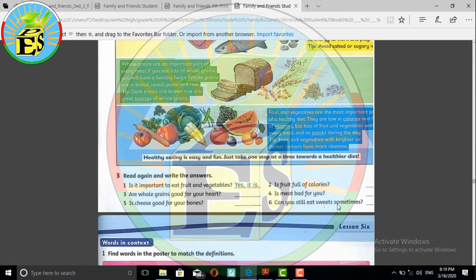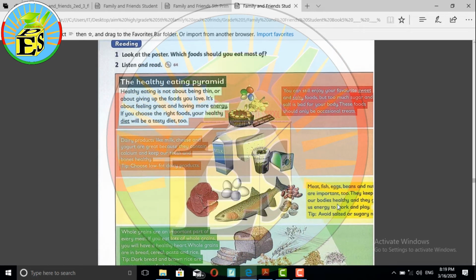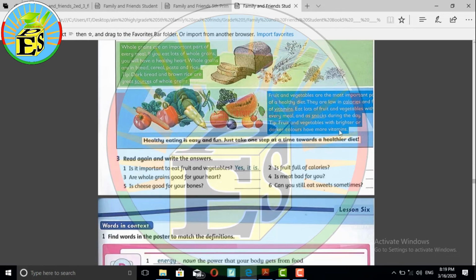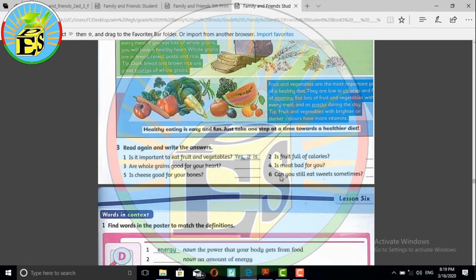Can you still eat sweets sometimes? Go up. Here with me. Look at this. These foods, which contain sweet and salt, these foods should only be occasional treats. So you have to eat little. So if he asked us, can you still eat sweets sometimes? I will say, yes, I can. I can eat sweets and salty food from time to time. Sometimes once a week or twice a week, like this. Okay?